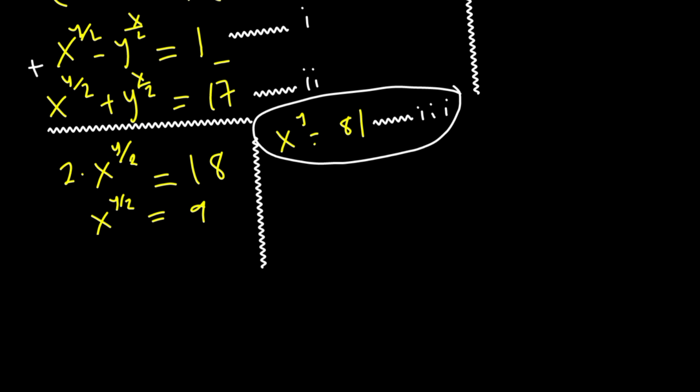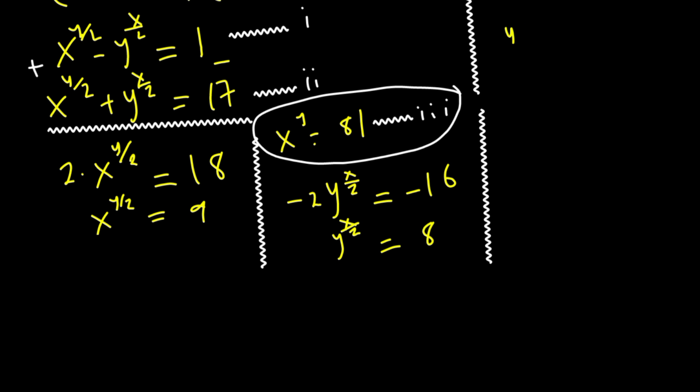When we subtract these two equations, we have minus 2 times y to the power of x over 2 equal to minus 16. We have y to the power of x over 2 equal to 8. And then when we square both sides, we will have y to the power of x equal to 64. And we can call that equation 4. So let us write this here.